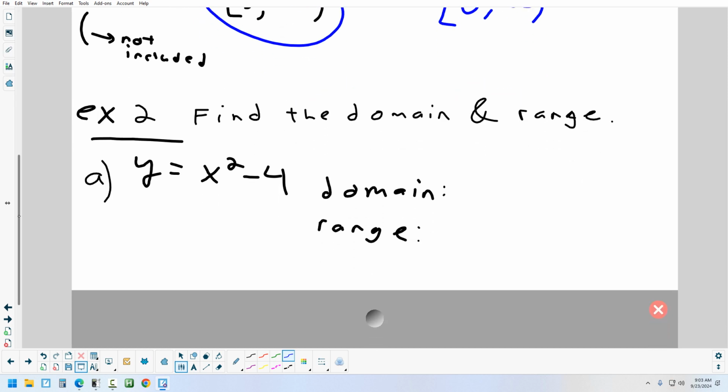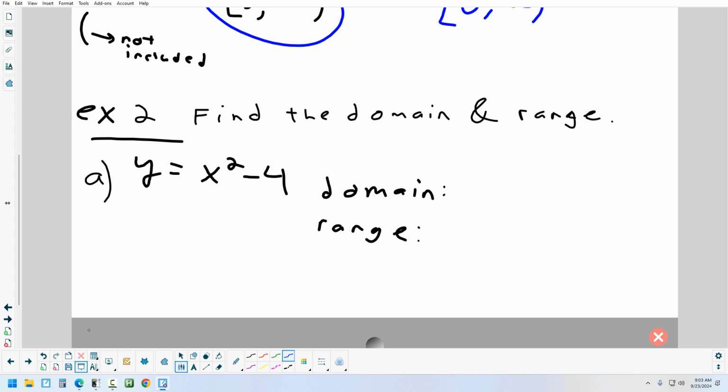All right, let's try this one. Okay, find the domain and the range.